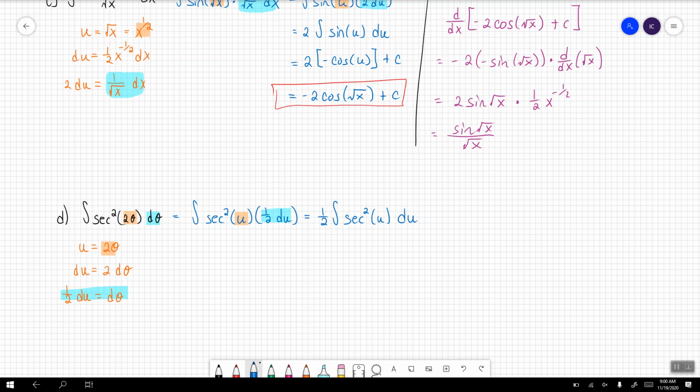So think back to trigonometric differentiation and think back to what function's derivative gets us secant squared? If you answered tangent, then that's perfect.